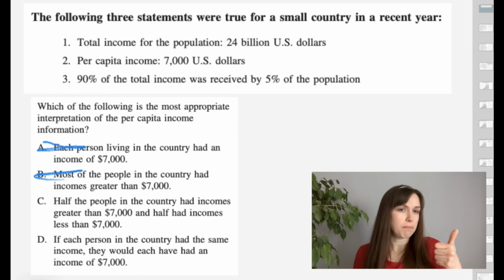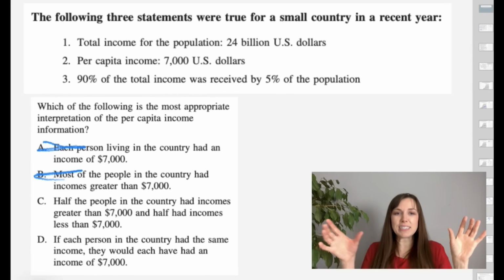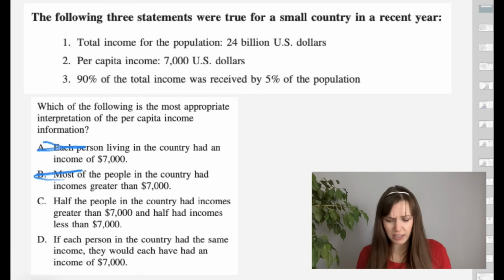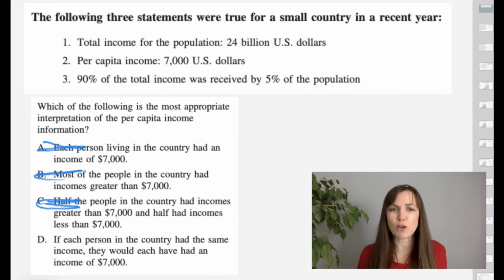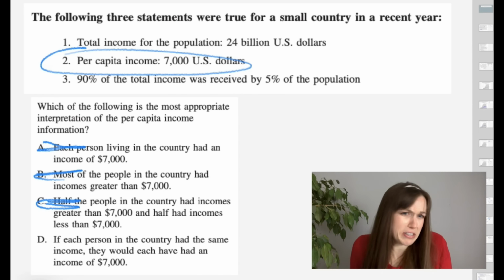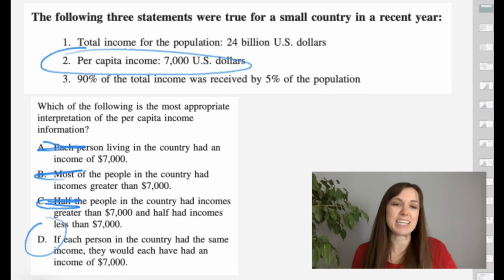That's how you find the median. Median is the number that's sort of right in the middle. So that's not it, right? It's good to know your math skills for social studies. And D, if each person in the country had the same income, they would each have an income of $7,000. Now notice here how it said, if each person had the same income. And that would be yes, because that's basically the definition of number 2. So the answer is D.